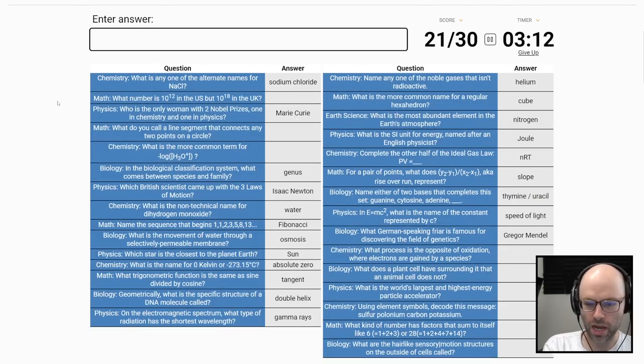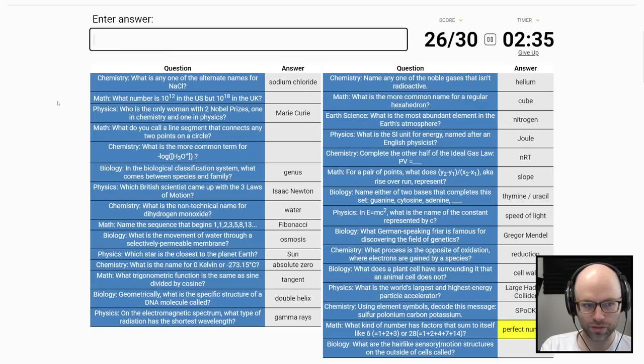What process is the opposite of oxidation? That's called reduction. What does a plant cell have surrounding it? A cell wall. What is the world's largest and highest energy particle accelerator? That's the Large Hadron Collider at CERN. Using element symbols, decode this message: sulfur, polonium, carbon, potassium. Spock.